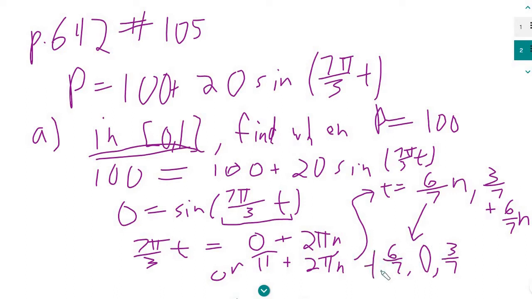T is equal to 6 over 7, 0, or 3 over 7. What unit was this? T was in seconds. So T could be 6 over 7, 0, or 3 over 7 seconds.